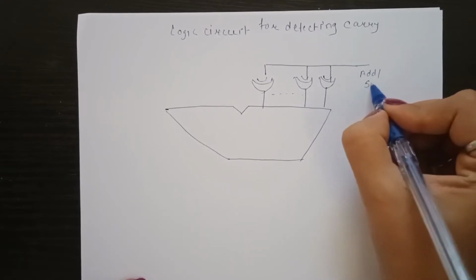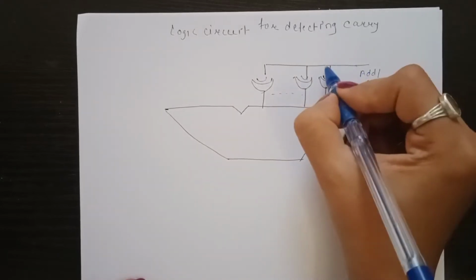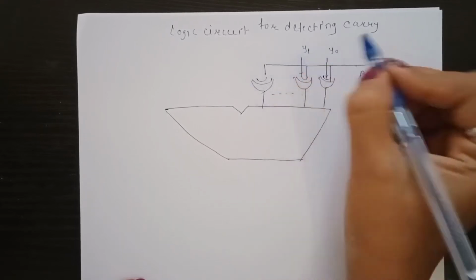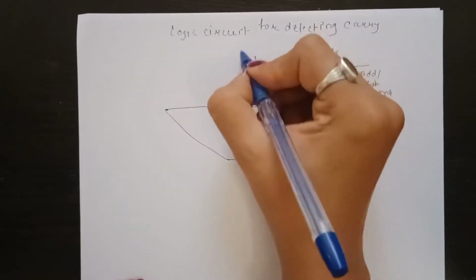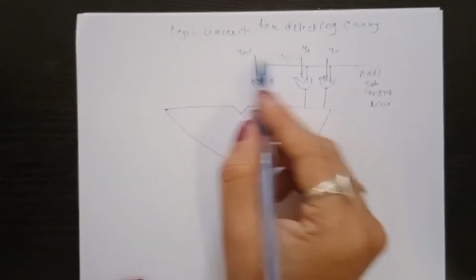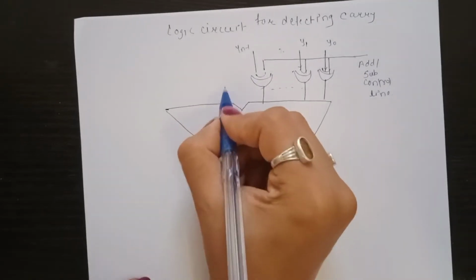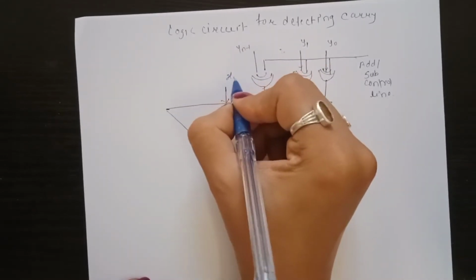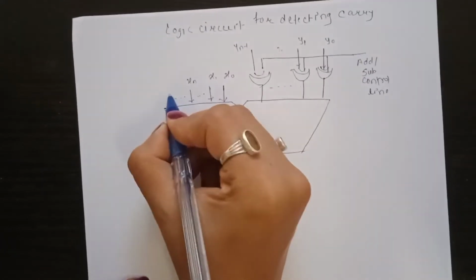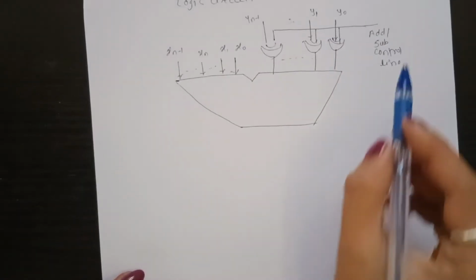Now this is the addition and subtraction control line. So what are our inputs? X and Y. So the first input is y0, y1 up to yn minus 1. In between there is yn. Now another input is x0, x1, xn, and so on up to xn minus 1. Okay. So this is the control line.